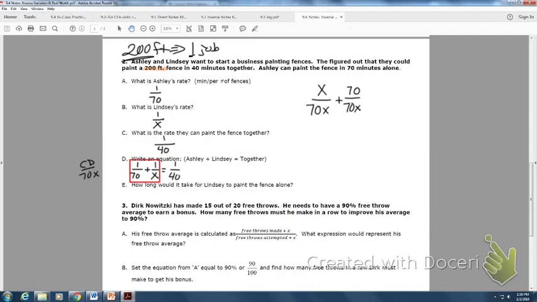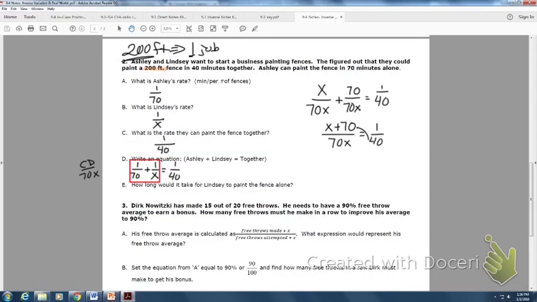Over 70 so that I get that common denominator. Okay, and that is going to equal 1 over 40. So now I can combine these 2. Now obviously x and 70, you can't combine them, so we just write it as x plus 70, and that equals 1 over 40.